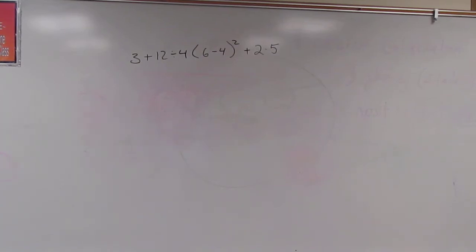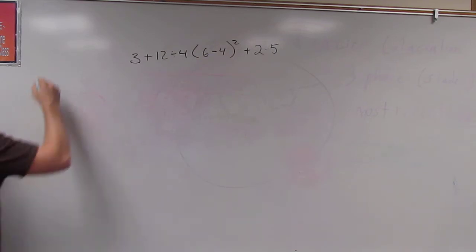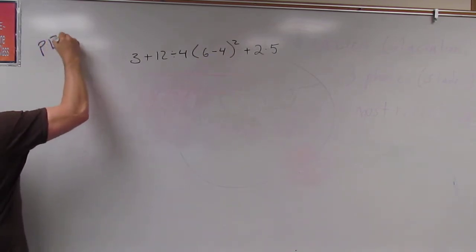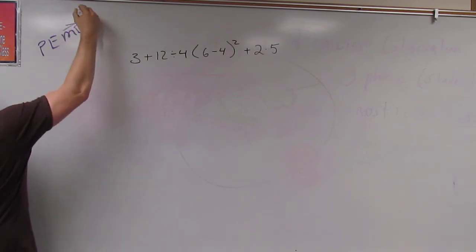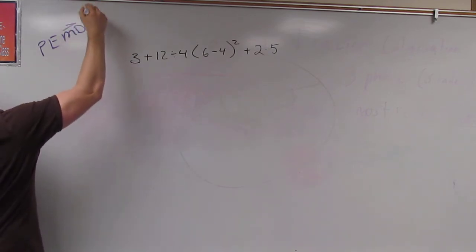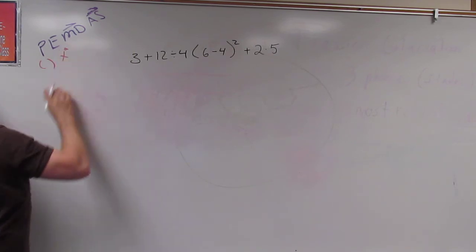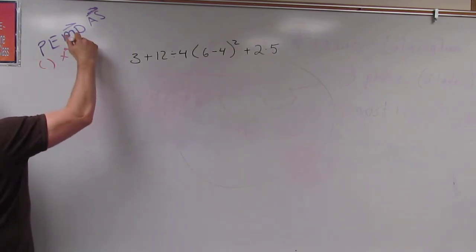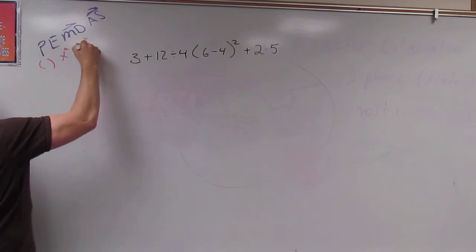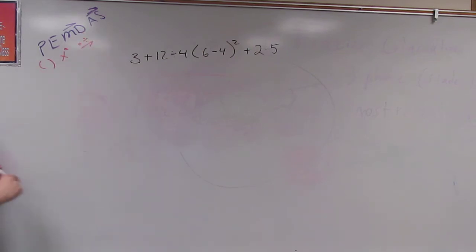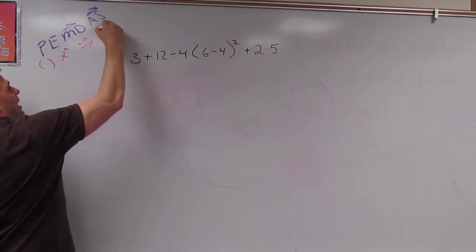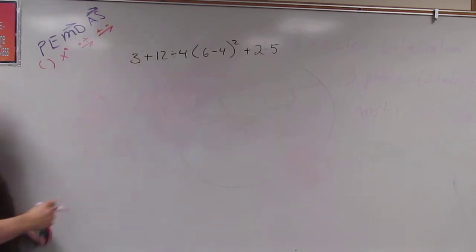Okay, so now we're going to do order of operations, or PEMDAS. Okay, so PEMDAS can be thought of as parentheses, exponents, multiplication and division from left to right, and addition, subtraction from left to right.